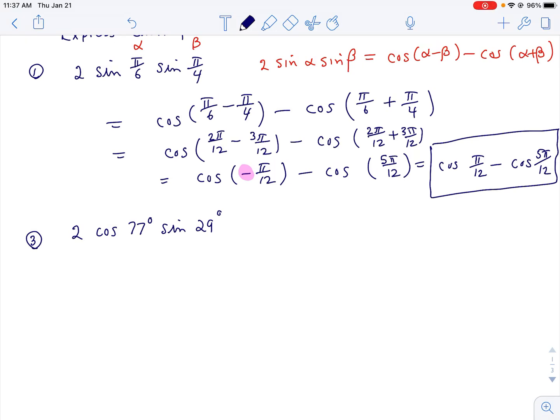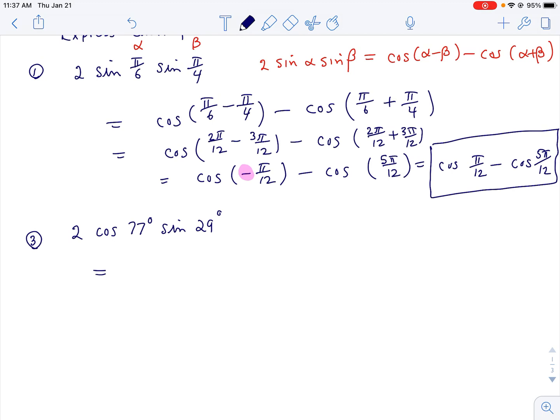All right, Rose, second problem I want you to work on. It's number 3 on page 308. And again, I'll go fairly quickly because you can hit the pause. The problem I'm given is 2 cosine 77 degrees sine of 29 degrees, all multiplied together. And the idea is to write it as either an addition or a subtraction problem.